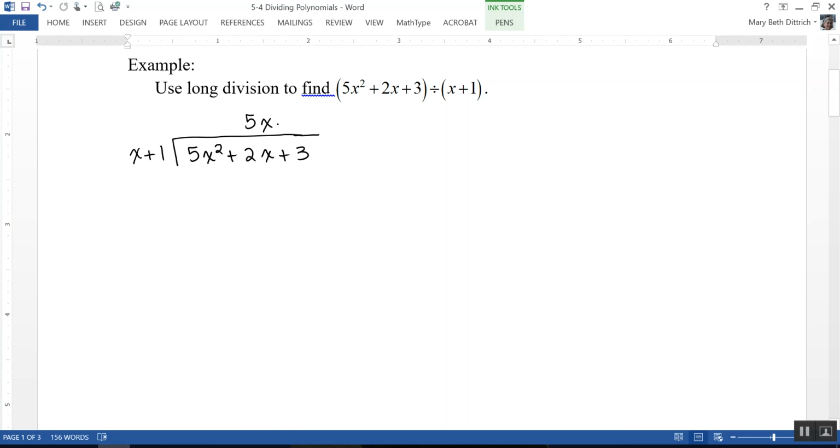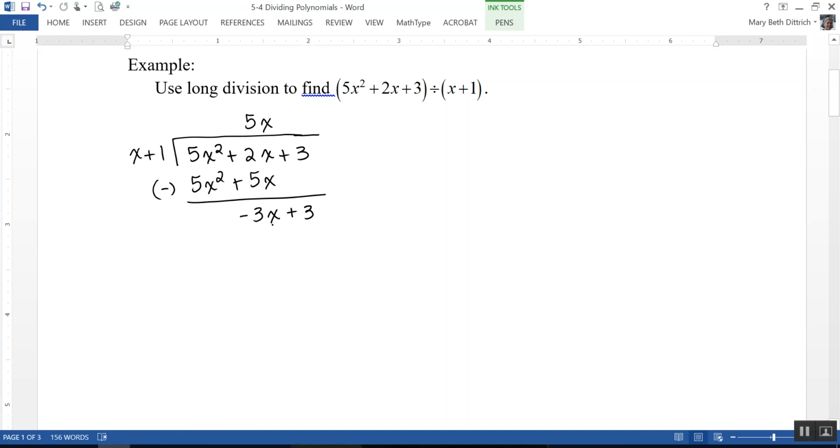Now I take the term that I put up here, and multiply it by the whole term out front. So 5x times the quantity x plus 1 gives me 5x squared plus 5x. And as with long division, I would subtract. So my 5x squareds cancel out, and that leaves me with a negative 3x, and bring down that 3.